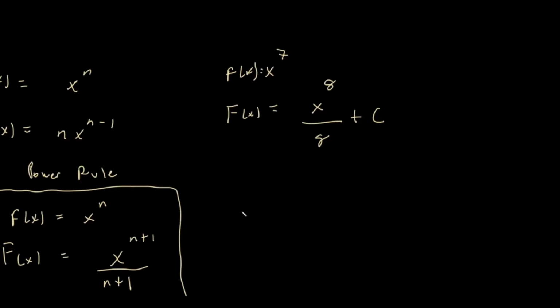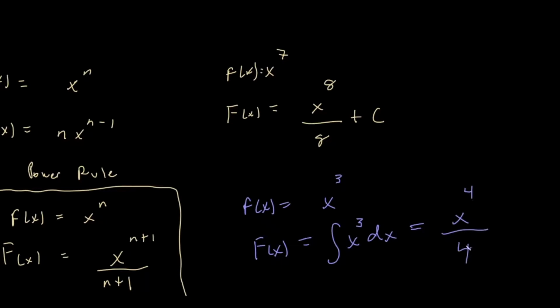Let's try another one. I'm going to try f of x equals x to the 3rd. So I want big F of x, the antiderivative, which is symbolized as the indefinite integral of x cubed with respect to x. And so I increase the exponent by 1 and divide by that new exponent. And I add c.